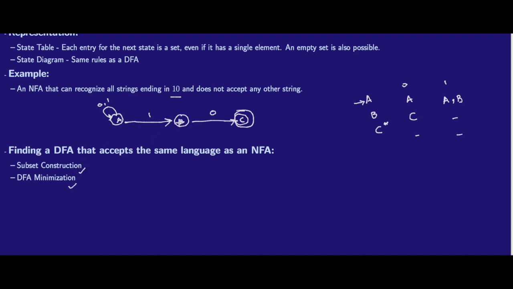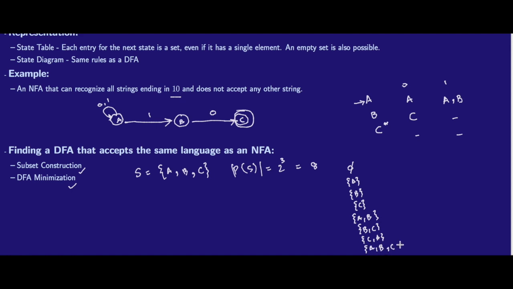Now in order to demonstrate this, let's take this example. So we have three states, A, B and C. So my S is A, B and C, right? This means that my power set will have 2 to the 3, which is 8 options. So now let's make all those options. My first subset is the empty set, then just A, then just B, then just C, then AB, then BC, then CA, and then A, B and C.